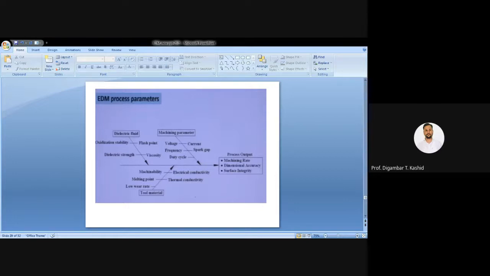You can see the effect of current and spark frequency on the output parameters, how they will affect it. In the book Advanced Machining Processes by V.K. Jain, you will get different case studies, because the author did a literature survey and through that survey drew some graphs related to the effect of process parameters. You can go through those case studies, that is, the effect of current and spark frequency on material removal rate.